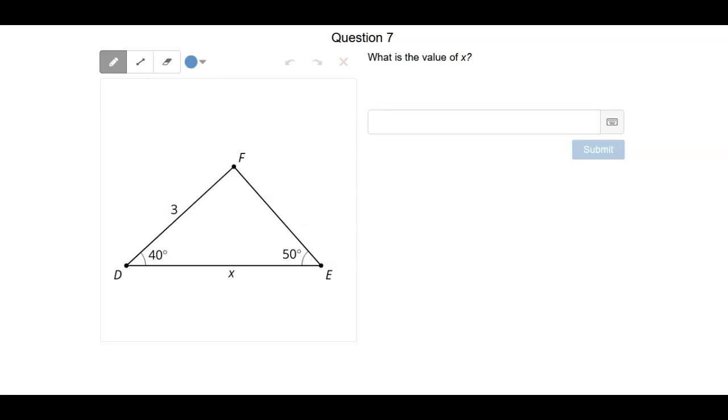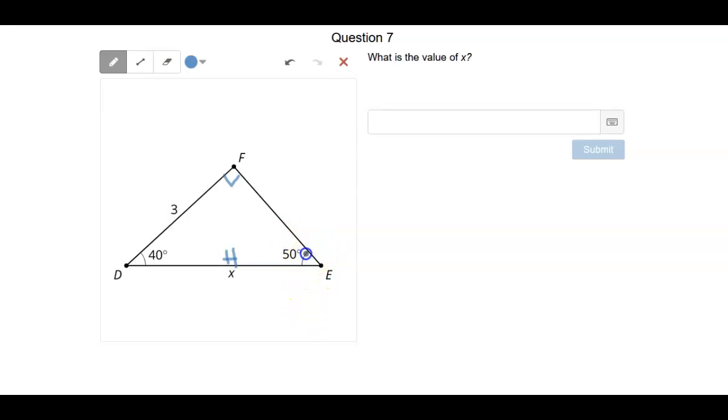Question 7, what is the value of x? You notice that they give us two angles here, which means that this must be the 90-degree angle, making this one the hypotenuse. And really all we need to do is just choose an angle and then label our angle based on which angle we choose.